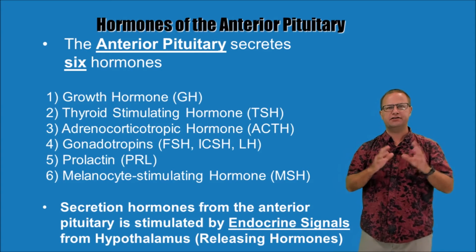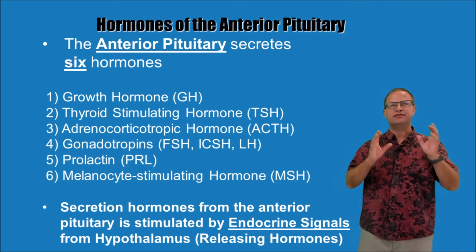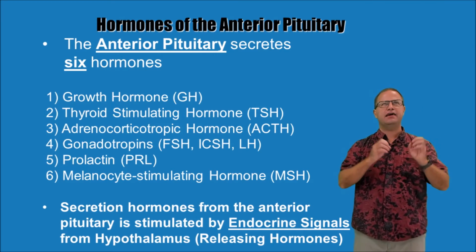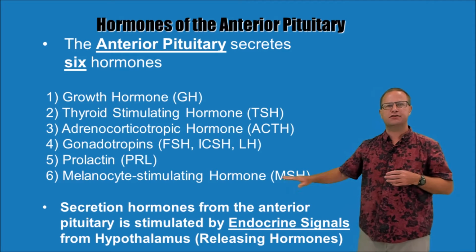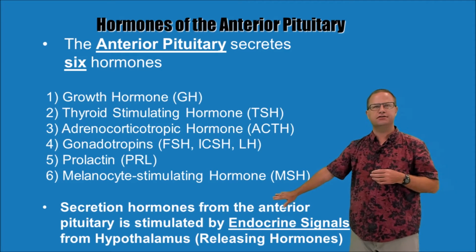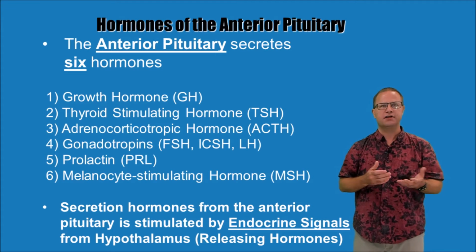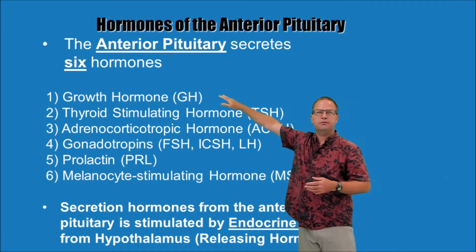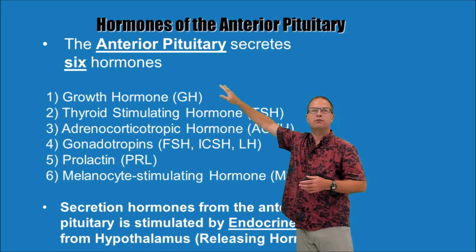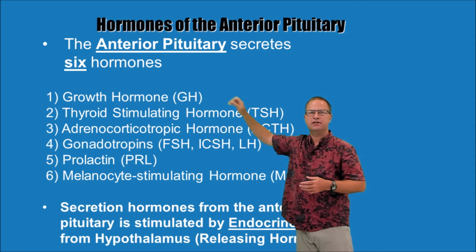Now, the big picture here is that the anterior pituitary makes and stores 6 different hormones, and that release of these hormones into the bloodstream is controlled by endocrine signals from the hypothalamus, and those endocrine signals are called releasing hormones. So if we want to put some growth hormone in the bloodstream, we're going to need a releasing hormone from our hypothalamus before we can do that.